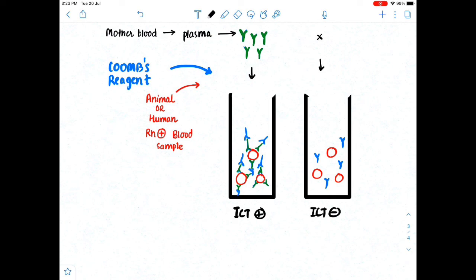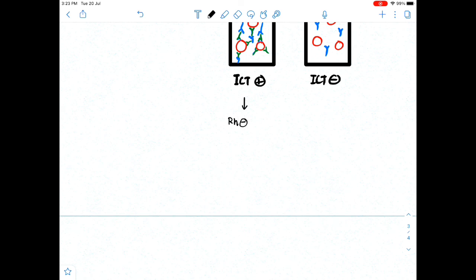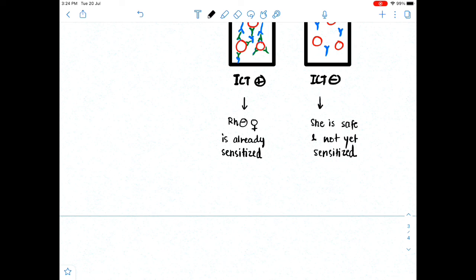Presence of coagulation indicates a positive indirect Coombs test, whereas no coagulation indicates a negative Coombs test, which means there are no antibodies present. In the indirect Coombs test, ICT positive indicates that the Rh negative mother is already sensitized, whereas ICT negative confirms that she is safe and not yet sensitized.